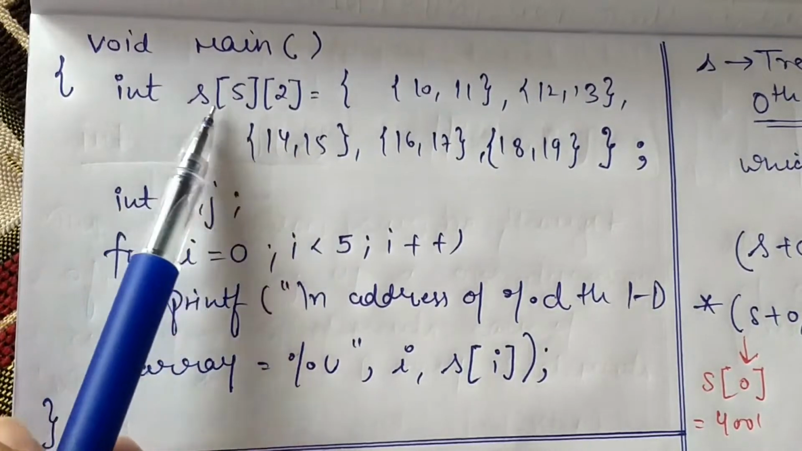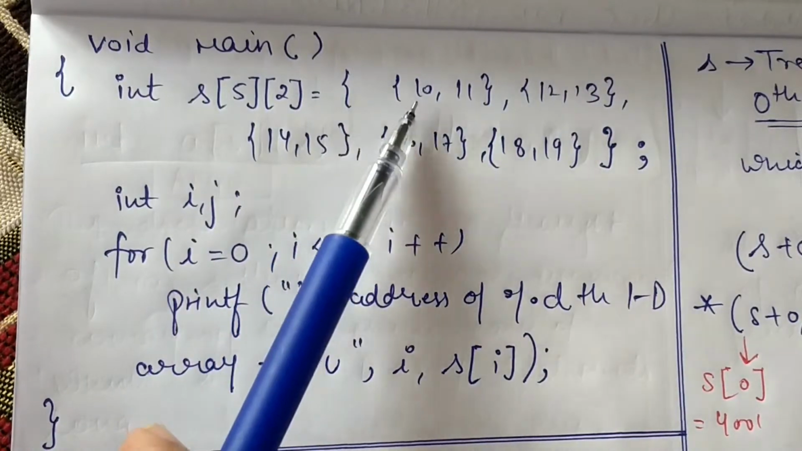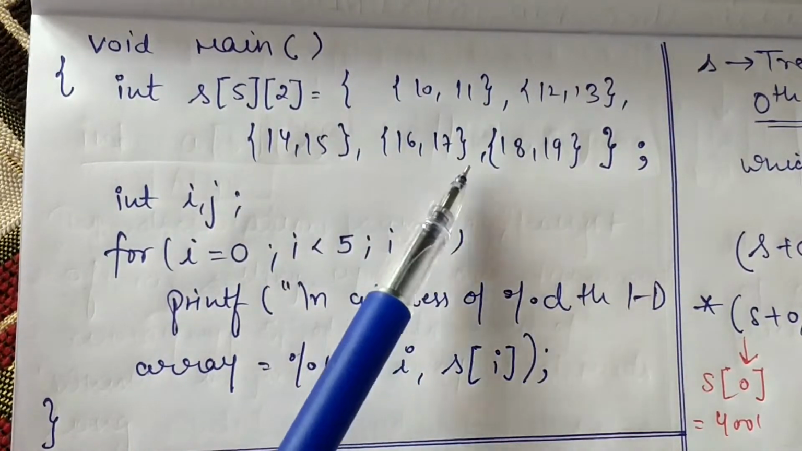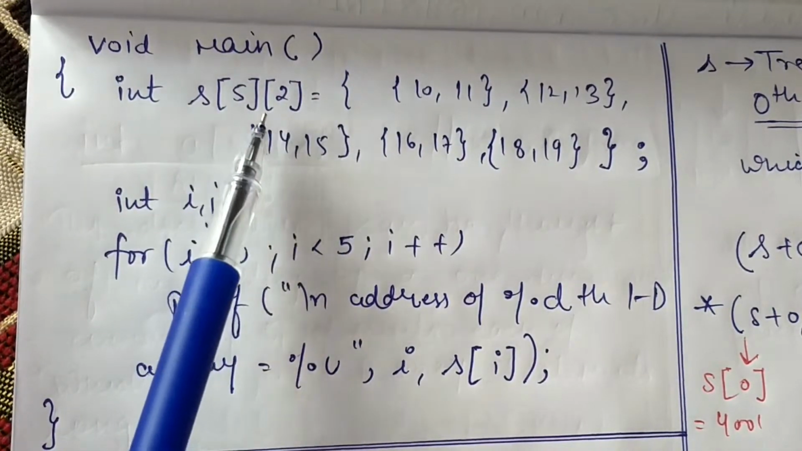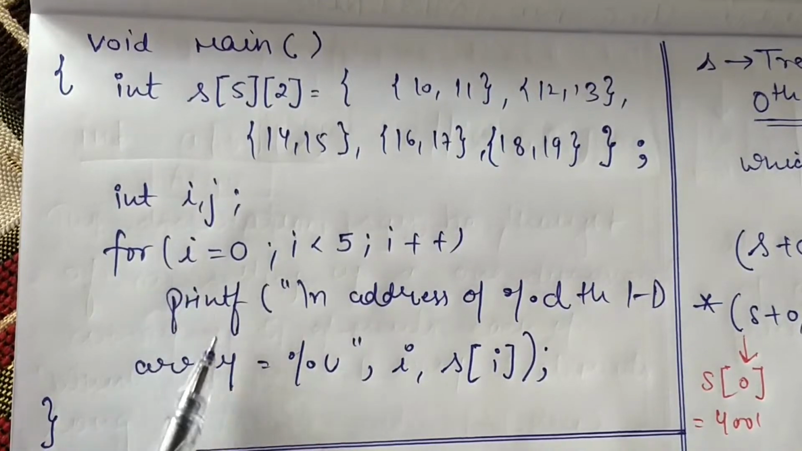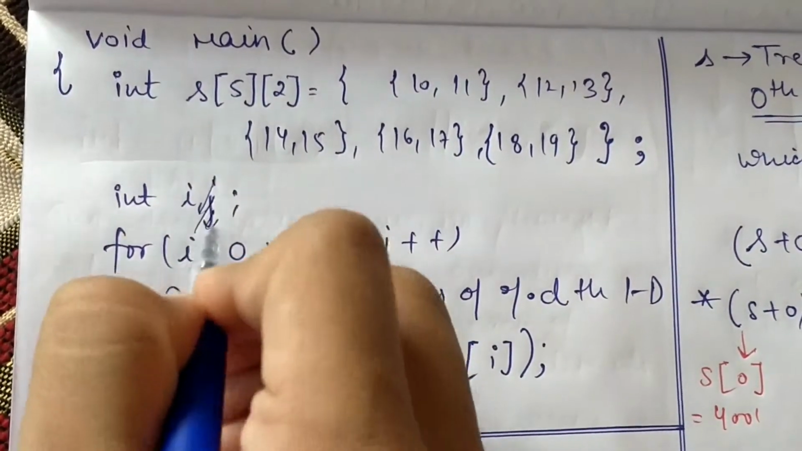We have defined a 2D array as 5, 2. We have defined it here. If we do not write these curly braces, then also the array will get initialized. This is done by the compiler itself. We will give just the size here. And we are taking two variables, i and j. i is the loop variable. j is not actually used there, so we need not write this.